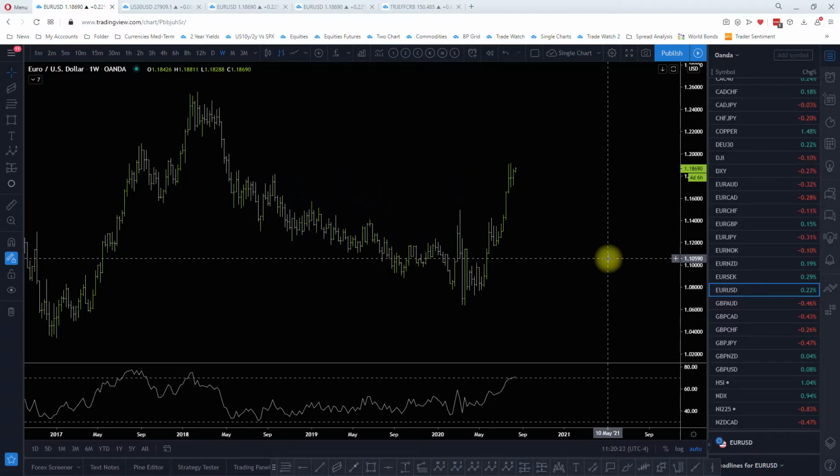Let's revisit the Euro US dollar here. We did a post on this a few weeks back, and we're still bearish, but we weren't expecting this to rise this far at that time. Now it's fine because we didn't enter a trade, we didn't get a trade set up.